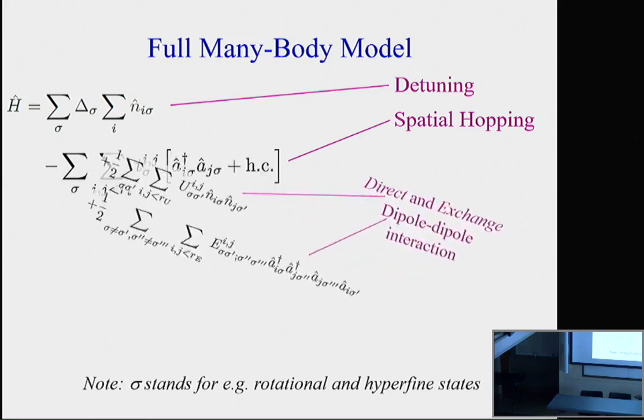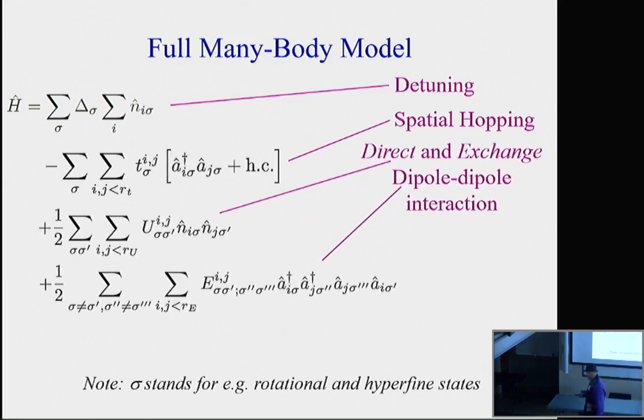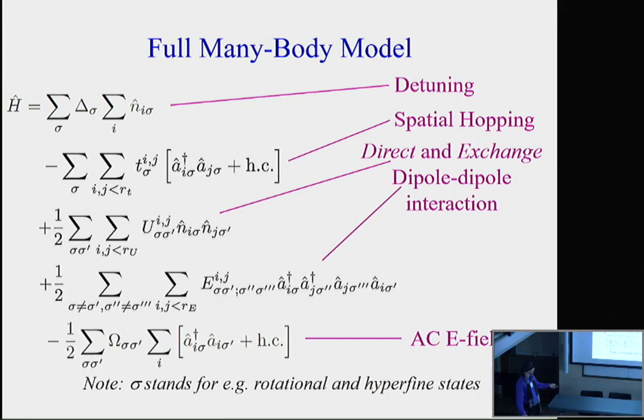Okay, and then you have different kinds of interactions in a magnetism. These correspond to direct and exchange interactions. Exchange interactions cause spin flips at a distance, and direct interactions are density-dependent interactions. And then finally, you typically have some kind of internal drive, which you may or may not remove through some sort of rotating wave approximation.